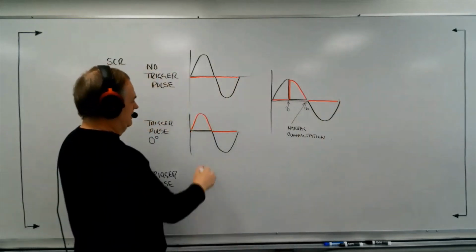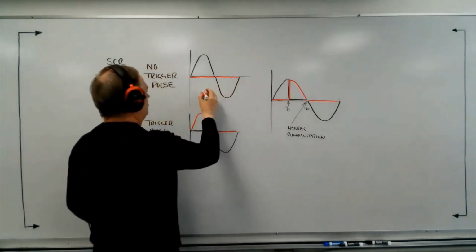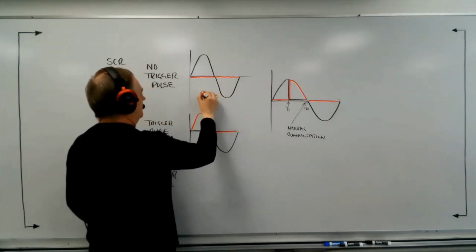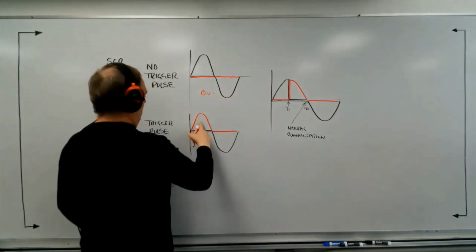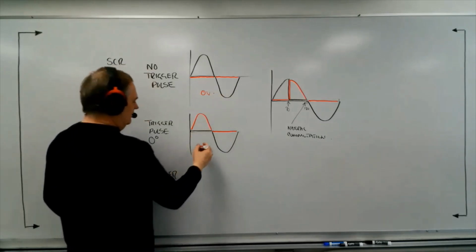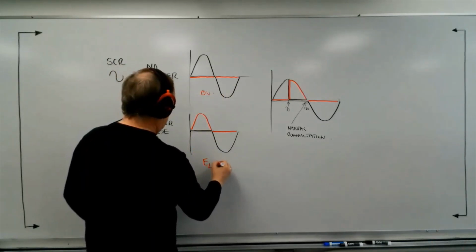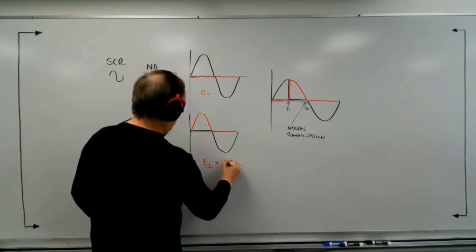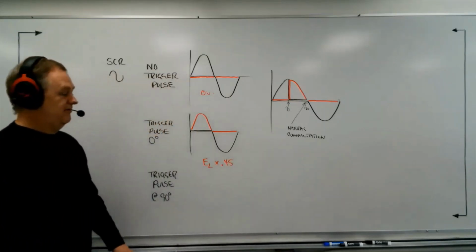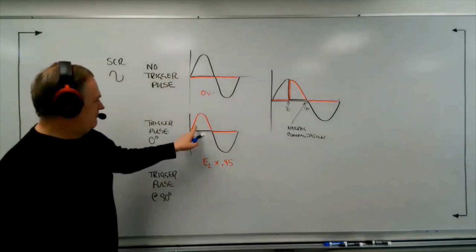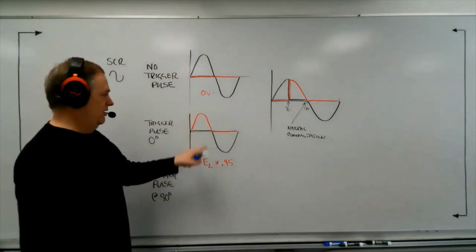So what's the difference here? Look at how much voltage here we have for the load. Here, this is 0 volts, right? Now, we know that a half-wave rectifier is E line times 0.45. That's how much voltage we would have here. Whatever the line voltage is times 0.45, one full ripple.